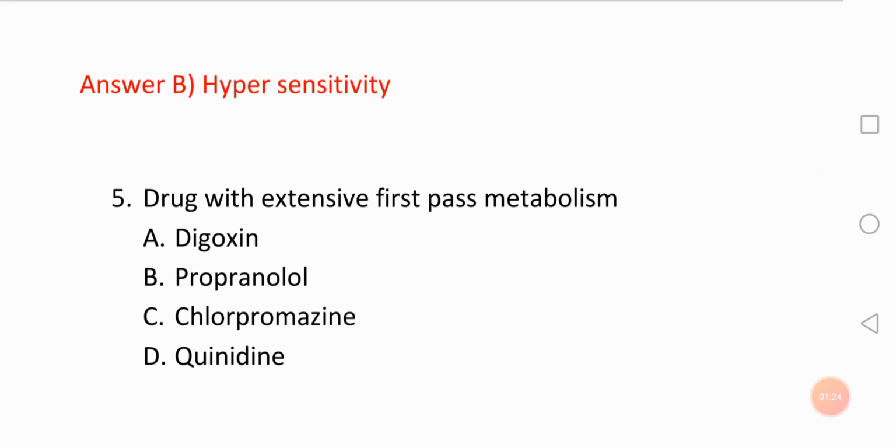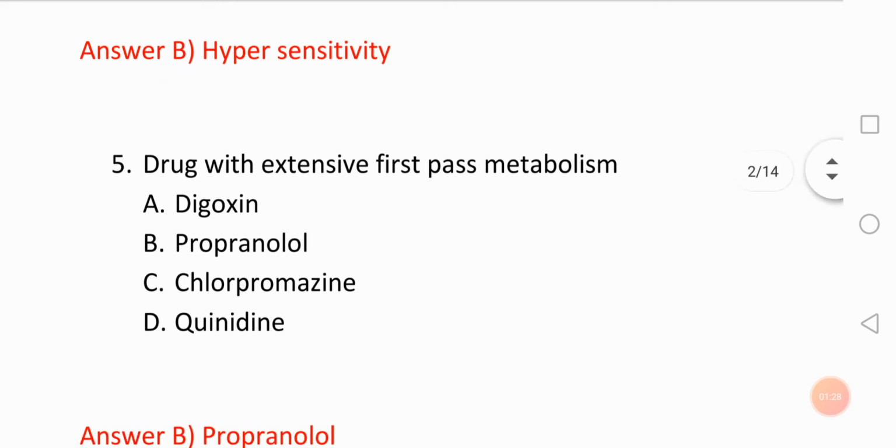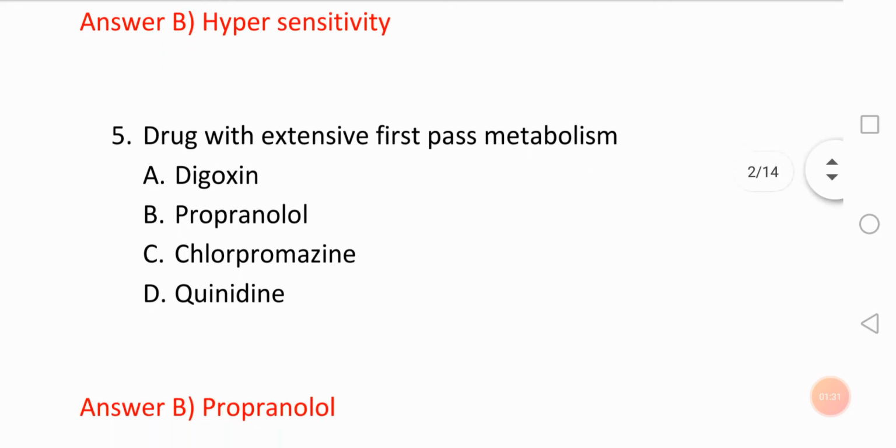The drug with extensive first pass metabolism: A. Digoxin, B. Propranolol, C. Chlorpromazine, and D. Quinidine. And the answer is B part, propranolol.